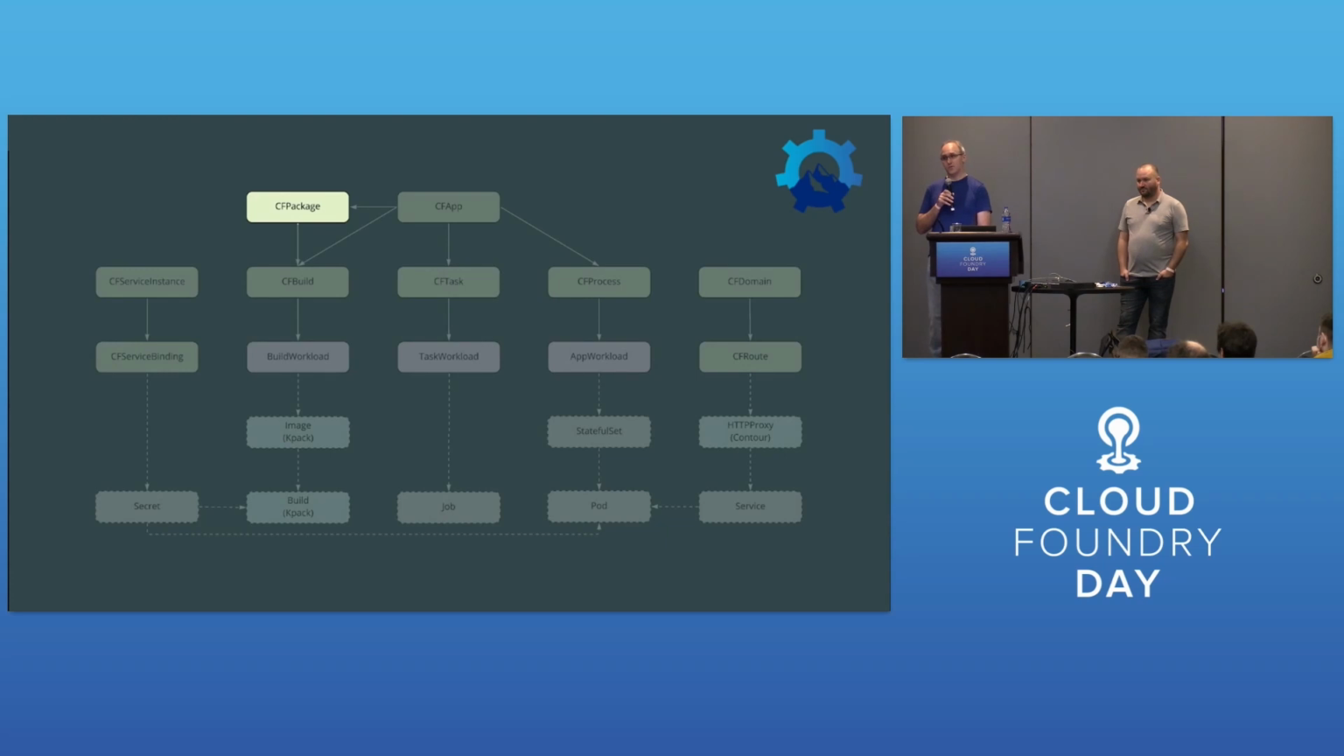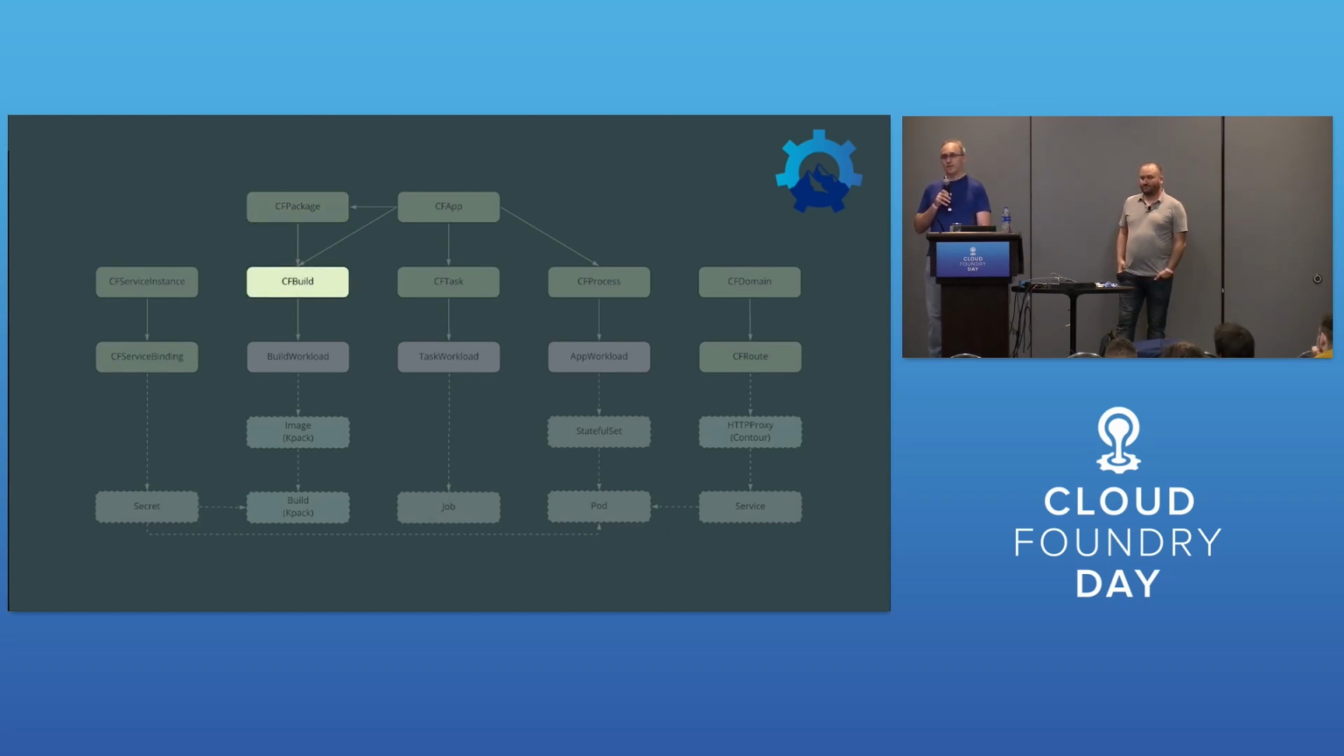Next in the cf push workflow is uploading the source package. These are stored in the image registry as a single layer image. The CFPackage resource is created to associate this image with the application and to provide a GUID for the CF API.